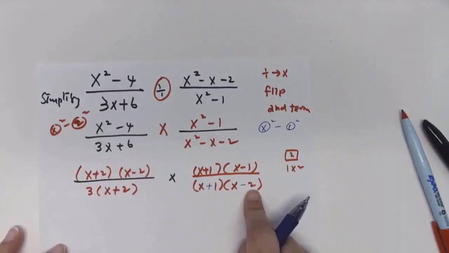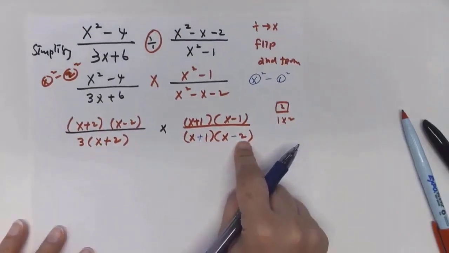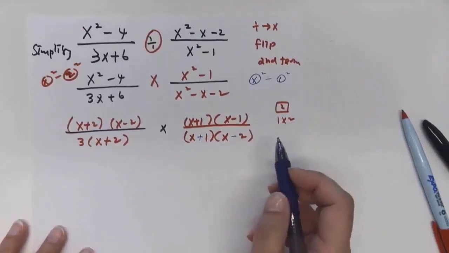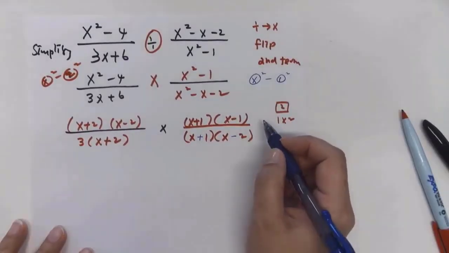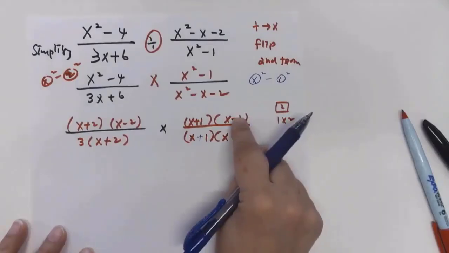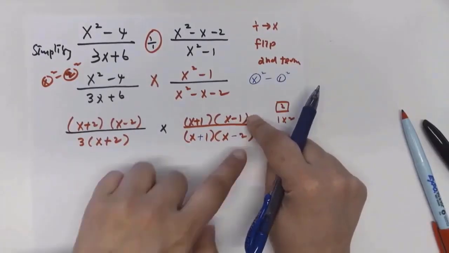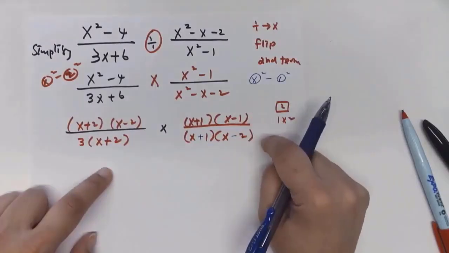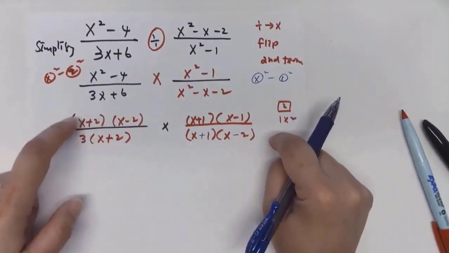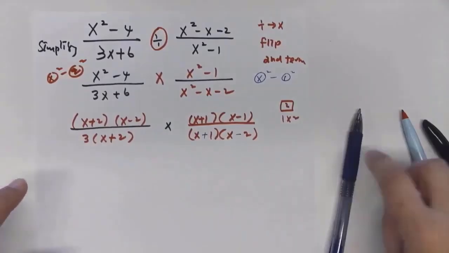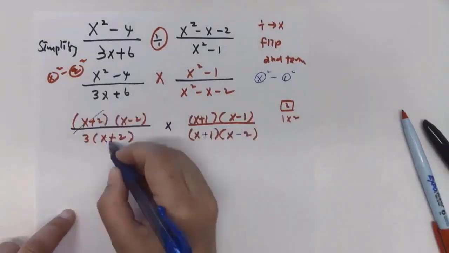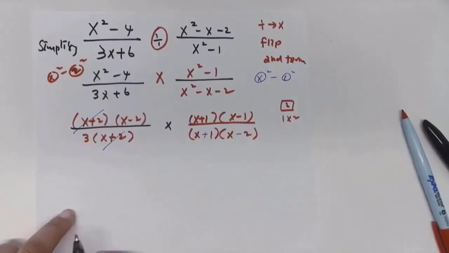What can I cancel? On this side, x minus what? 2. X minus 1. Okay, can I cancel x minus 1? I don't have it at the bottom. What's matching top and bottom? X plus 2, x plus 2. Yes, we can do that. X minus 2, x minus 2, we can do that. Anything else? X minus 1.